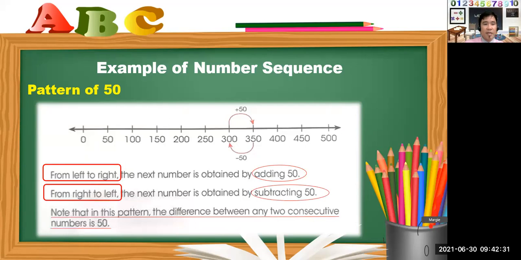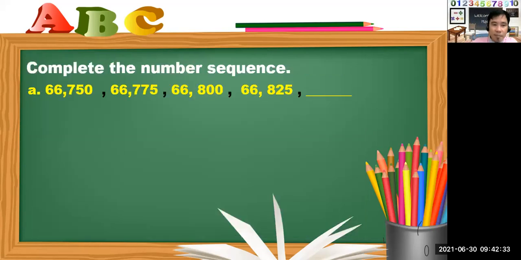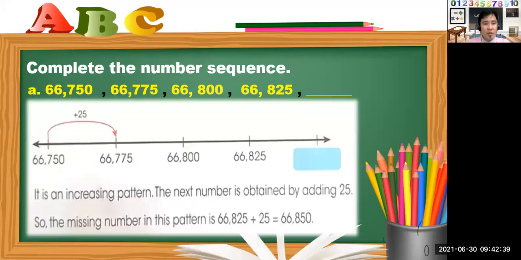Okay. Now, next, this one, what do you think is the answer here? Let us complete the number sequence here. As you can see here, this number is 66,750, and the next number that you can see here is 66,775.